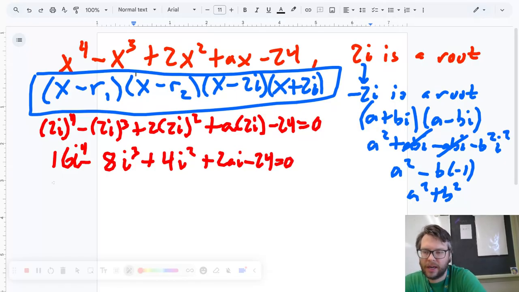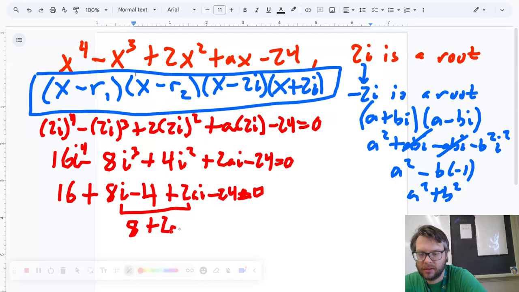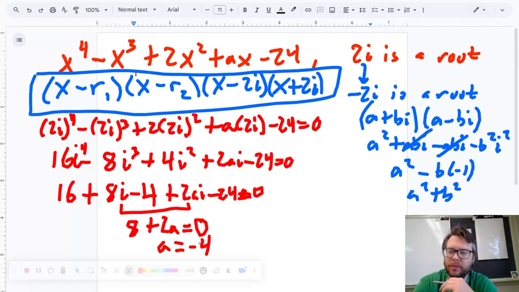All right, so now I just go through. i to the 4th is positive 1. i to the 3rd is -i, so I have plus 8i. i squared is -1, so I have -4. Plus 2ai minus 24 equals 0. The real parts go away, and then the imaginary parts also need to equal 0. So I know that 8 plus 2a is equal to 0, which means a is equal to -4.